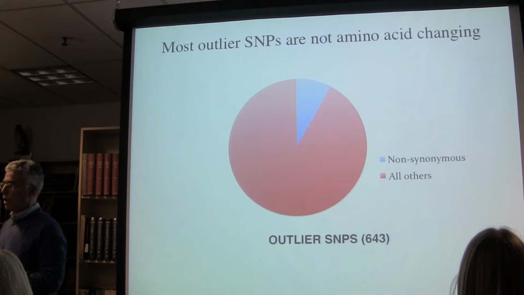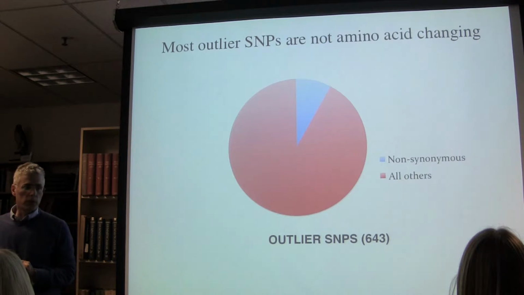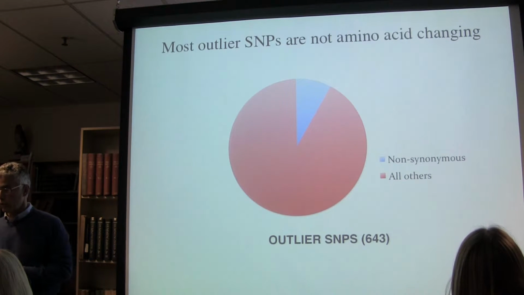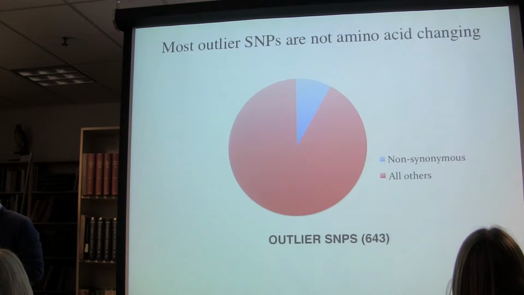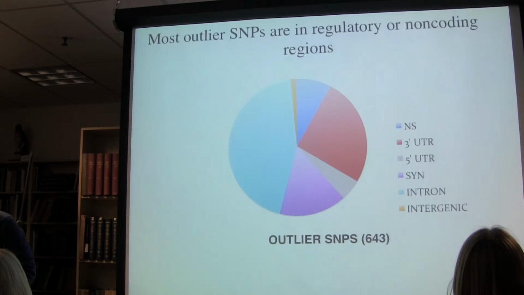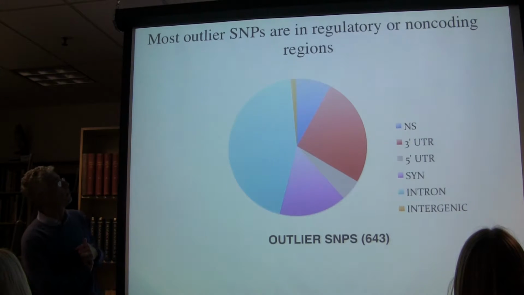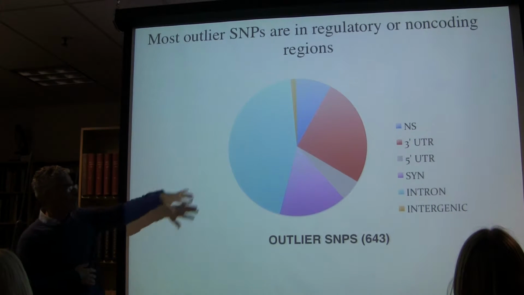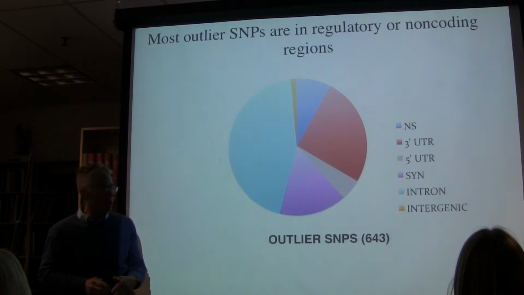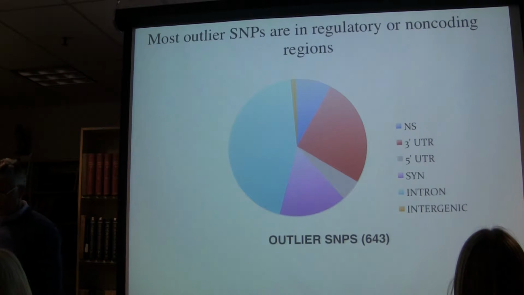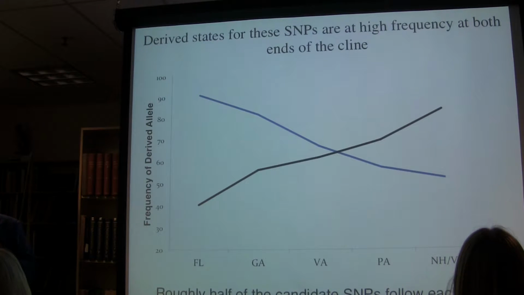And so what this tells me is that these differences are very likely to be regulatory, and these are ones that we think underlie adaptive differences between the populations. You can break this down into UTRs and introns and intergenic regions and see that you see some of these in all of them. One interesting aspect of the data is this.